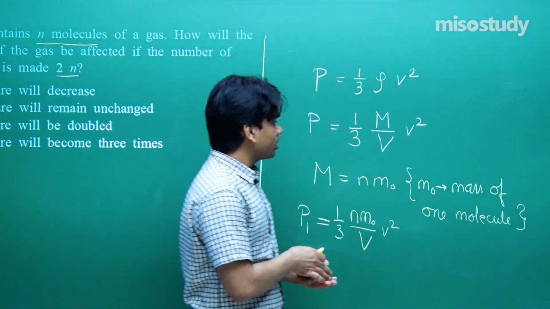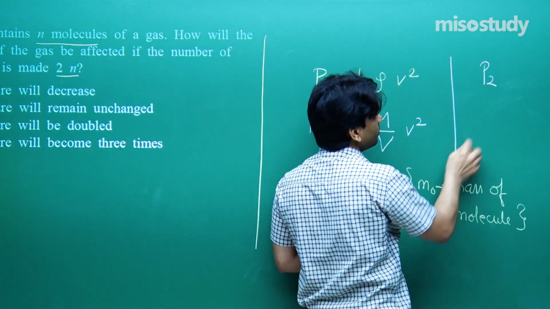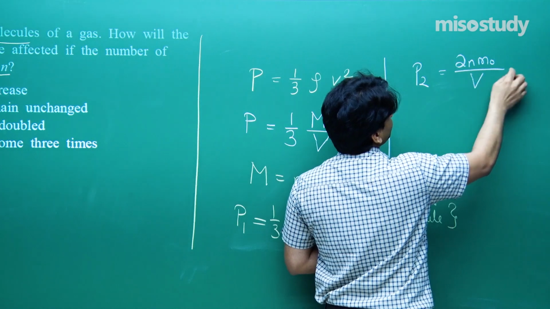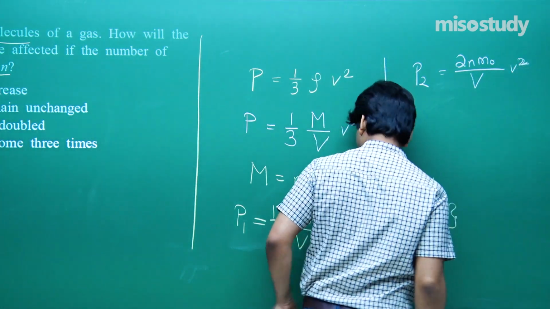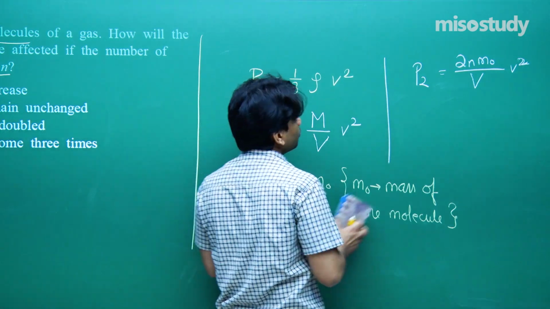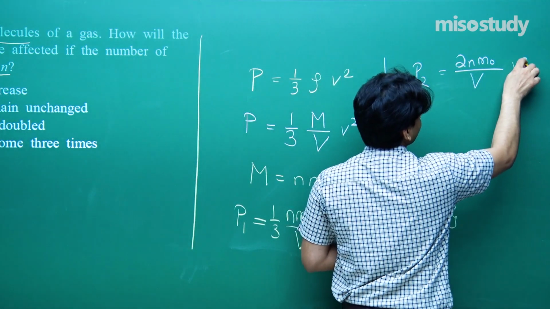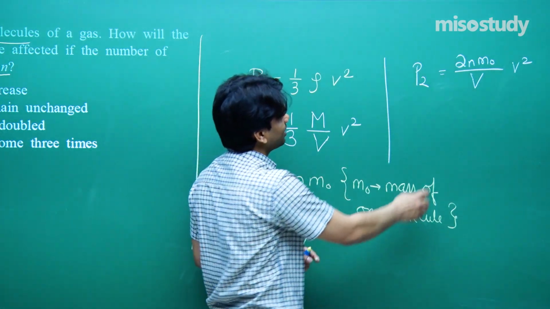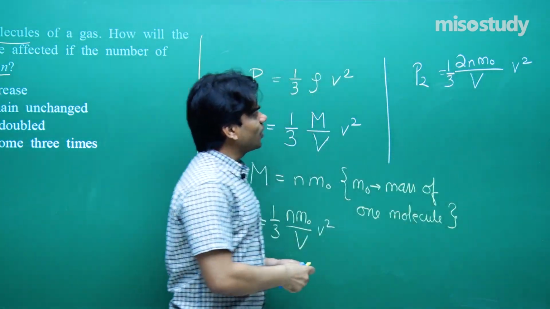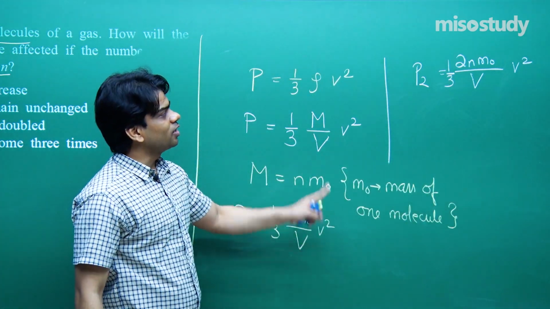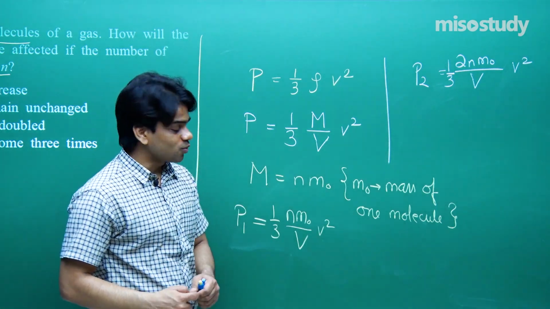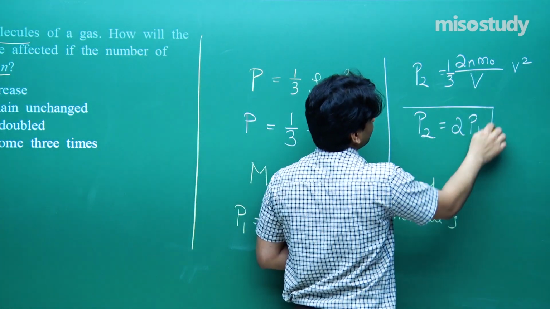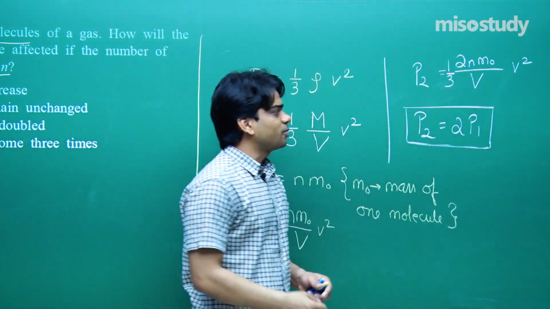Now, finally, the final pressure P2 will be equal to 1 by 3 into twice of n m naught by V multiplied by v square. This is what we are going to get. So, 1 by 3 n m naught by V v square, and 1 by 3 2n m naught by V v square. Quite obvious, final pressure is twice of initial pressure.